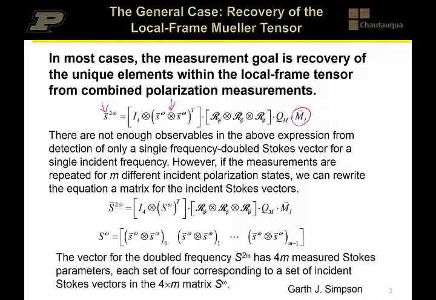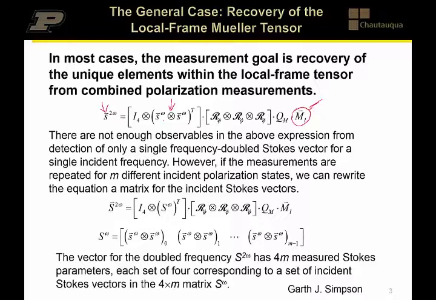You can see immediately that if I have one Stokes vector, then I have 4 observables. And I've told you that even in the case of local uniaxial symmetry, we have 20 unknowns in the local frame Mueller tensor in the most general case. That's clearly not enough observables to invert this problem and solve for the unknowns. So what do we do? Well, typically we do more than one measurement.